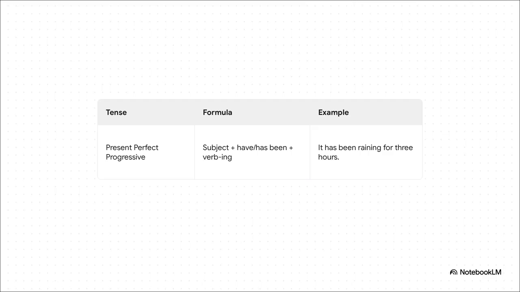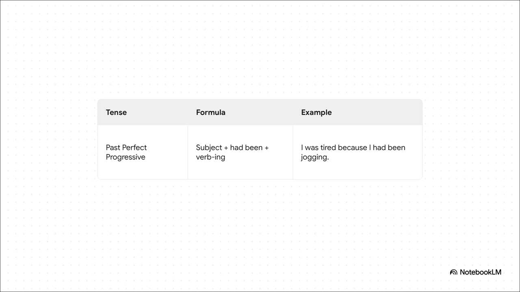So, let's look at the present perfect progressive. You use this for an action that started in the past and is still continuing right now. The big focus here is on how long it's been going on. It has been raining for 3 hours. That means the rain started 3 hours ago, and if you look out your window right now, yep, it's still coming down.